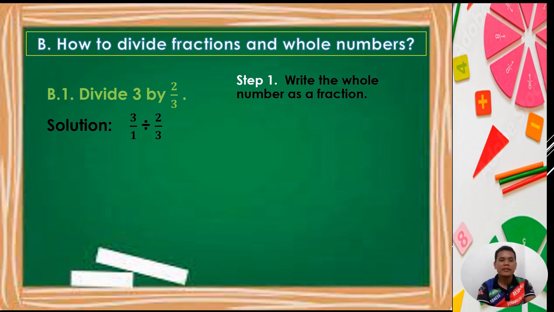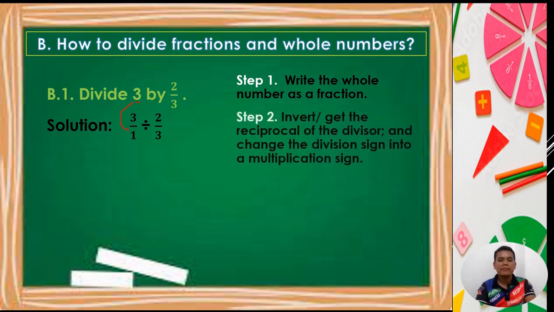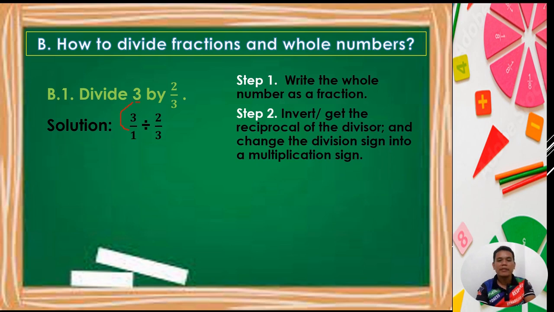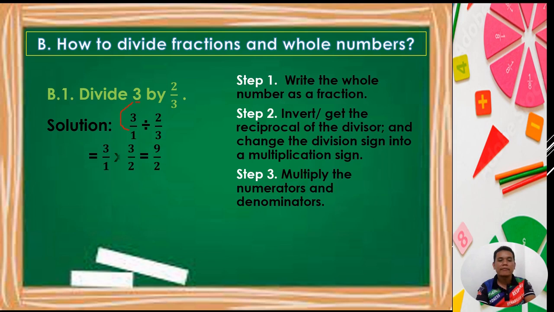So the whole number is 3. We will make that into a fraction. We simply use 1 as our denominator. So we got 3 over 1. In the next step, invert or get the reciprocal of the divisor. So we invert the divisor, 2/3, and that becomes 3/2. Then change the division sign into a multiplication sign.